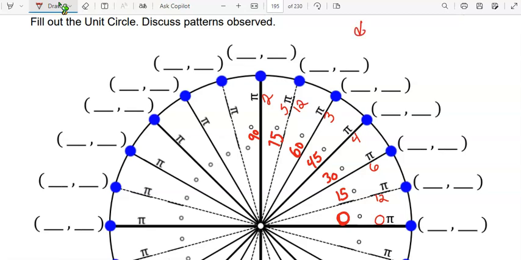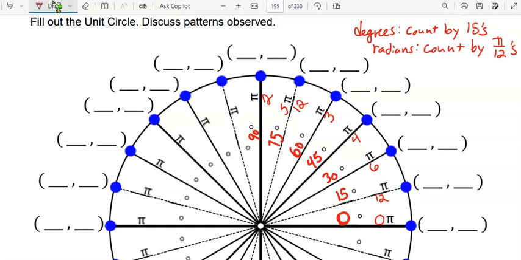So for degrees, count by 15s, and then for radians, count by pi over 12s. Of course, you want to simplify those pi over 12 fractions.